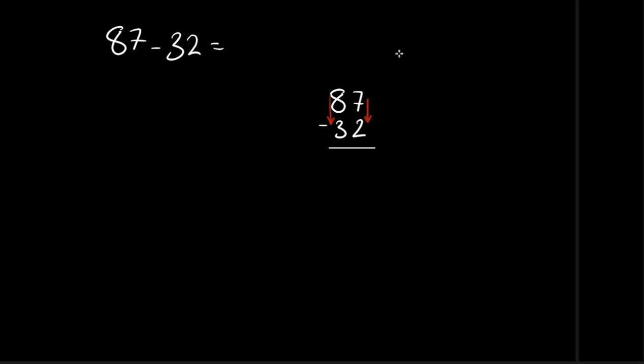So what's 7 minus 2? We take away 2 from 7: 7, 6, 5. It's 5, so you're right below it, 5. Then what's 8 minus 3? 8, count down: 7, 6, 5, and you reach 3, so our answer is 5. This then determines that 87 minus 32 equals 55.